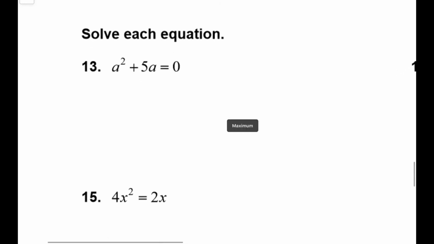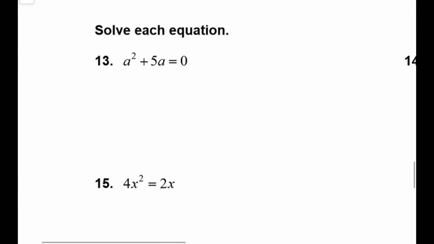On number 13, we are solving the equation. So we have a squared plus 5a. We're going to take a out. Both of them have an a in common. We're going to take that out, and then we write what's left. A times a gives us a squared, and then we're thinking what times a will give us 5a? Well, that will be a 5. So we're going to add plus 5 to the second set of parentheses, and that's going to equal 0.